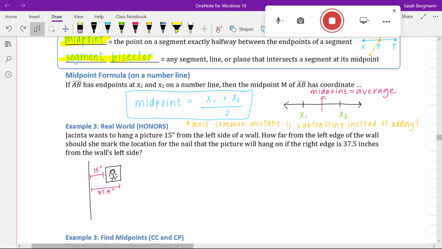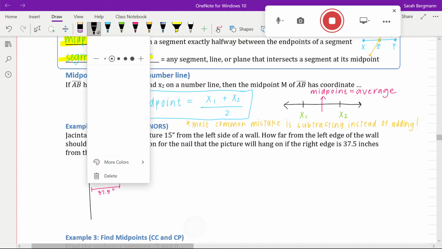Okay, this example problem says, Jacinta wants to hang a picture 15 inches from the left side of the wall. How far from the left edge of the wall should she mark the location for the nail that the picture will hang on if the right edge is 37.5 inches from the wall's left side? So I've already drawn a diagram here. Make sure you go ahead and draw that as well. In order to find where the picture should hang, you should know that in order to hang a picture, we want it to be hanging directly in the center.